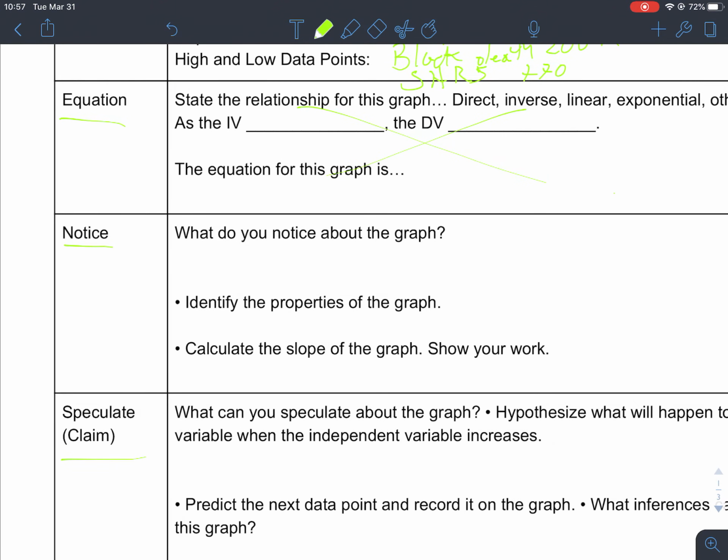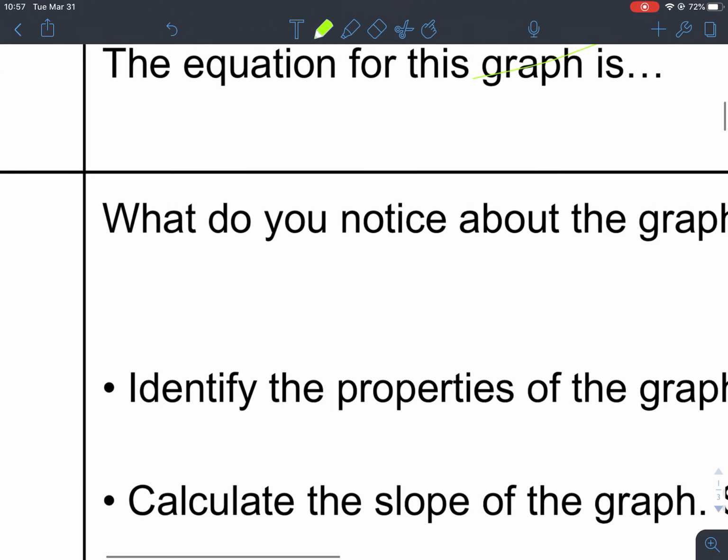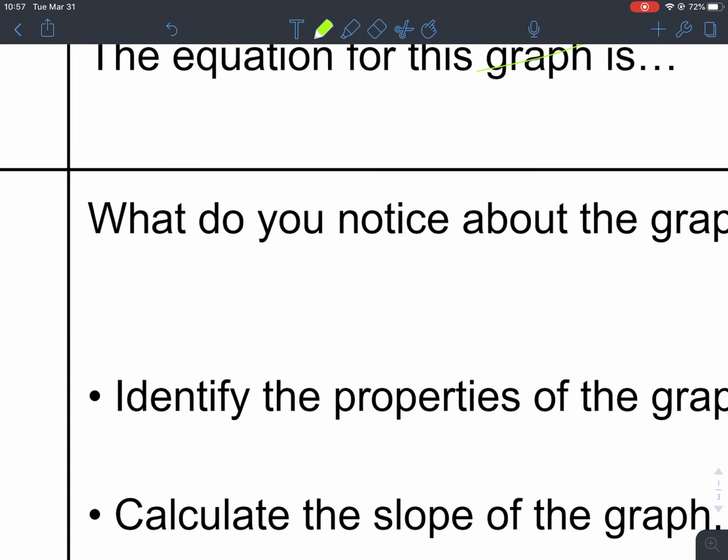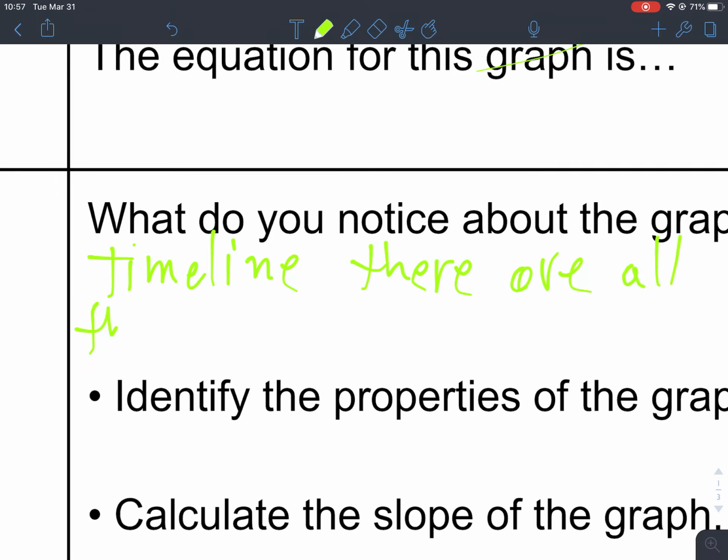Okay, notice. What do you notice about the graph? Oh, I can write what I notice. Oh, yes, you know what, it is a timeline. Timeline. There are all the pandemics in the history of the world.